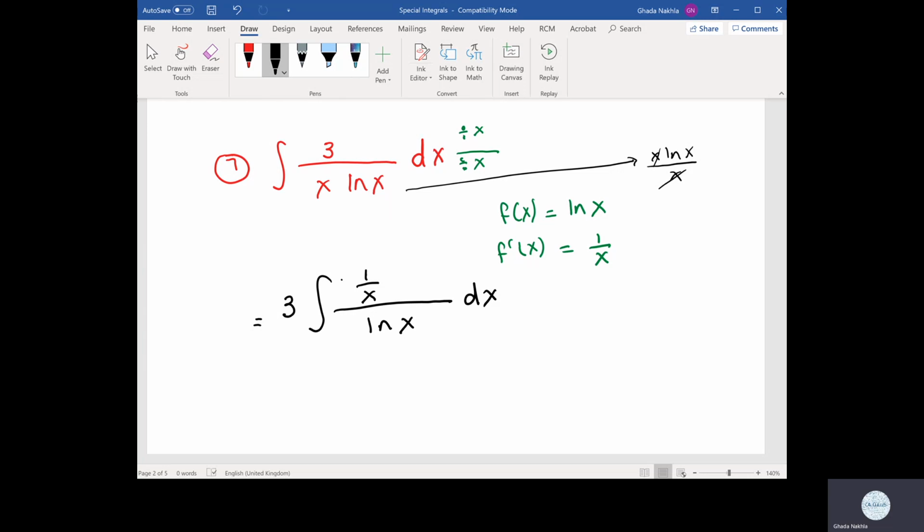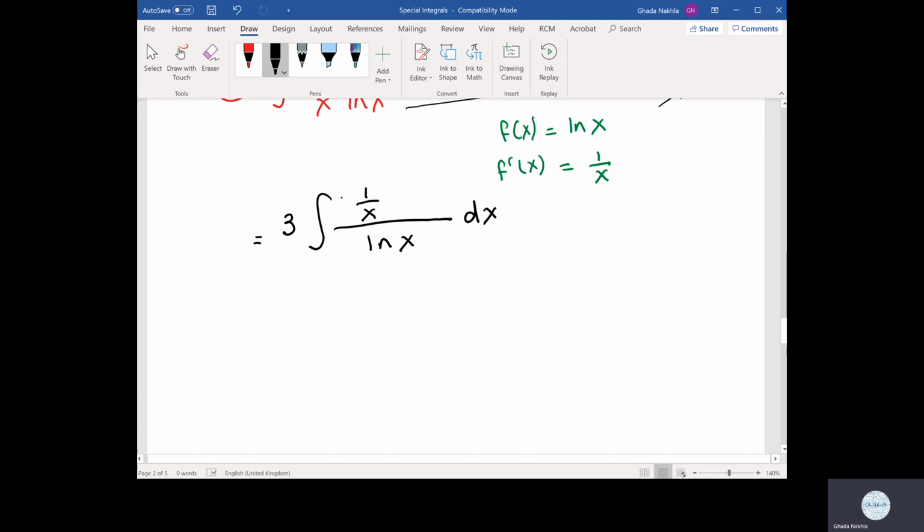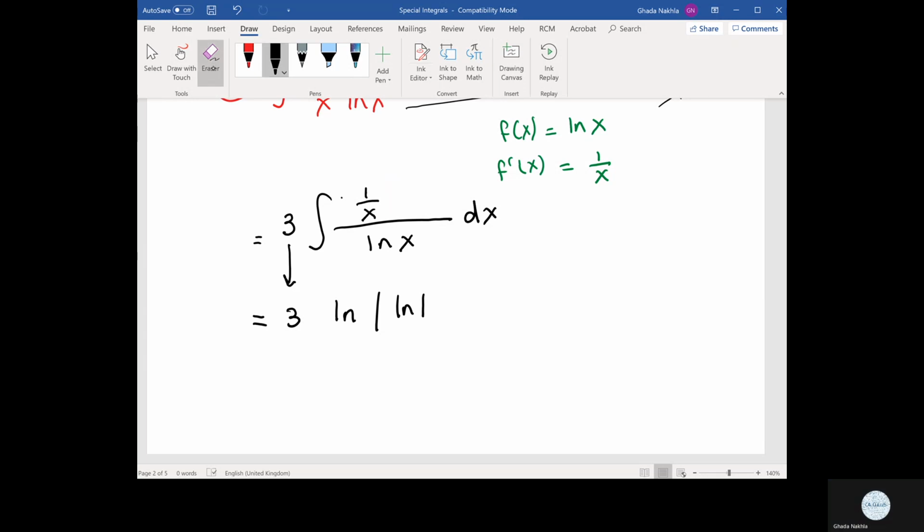Is now the numerator the derivative of the denominator? And the answer is yes, it is. Therefore, your integration is ln whatever is at the bottom. So it's going to be 3, leave the 3 alone. And the answer to the integration is ln mod f of x, which is ln x, plus c. And that's my answer. 3 ln x plus c.